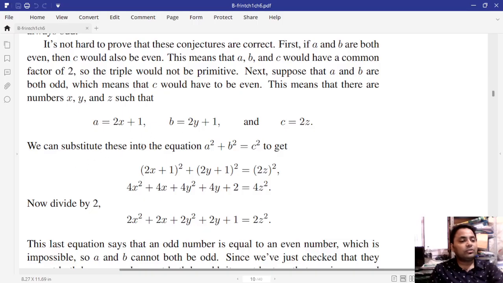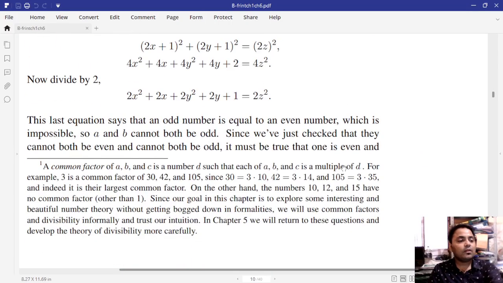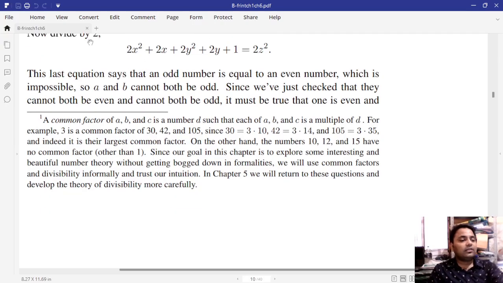We can substitute these into the equation a square plus b square is equal to c square to get (2x plus 1) whole square plus (2y plus 1) whole square is equal to (2z) square. So 4x square plus 4x plus 4y square plus 4y plus 2 is equal to 4z square after expanding. Now divide by 2: 2x square plus 2x plus 2y square plus 2y plus 1 is equal to 2z square. This last equation says that an odd number is equal to an even number, which is impossible.